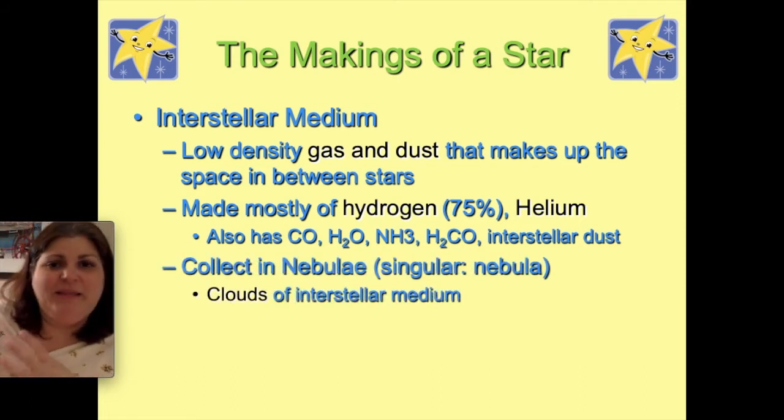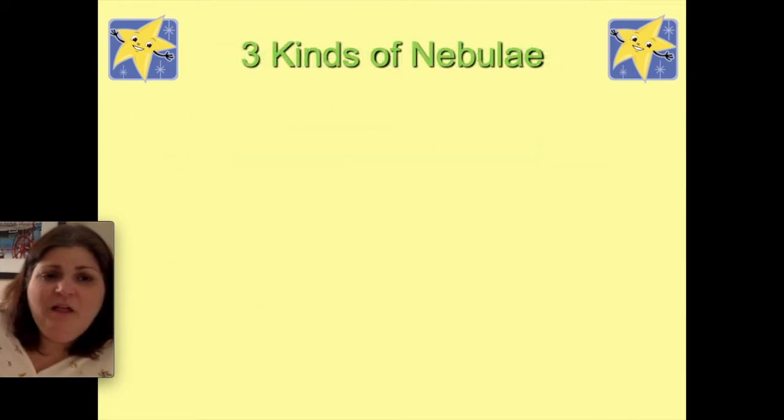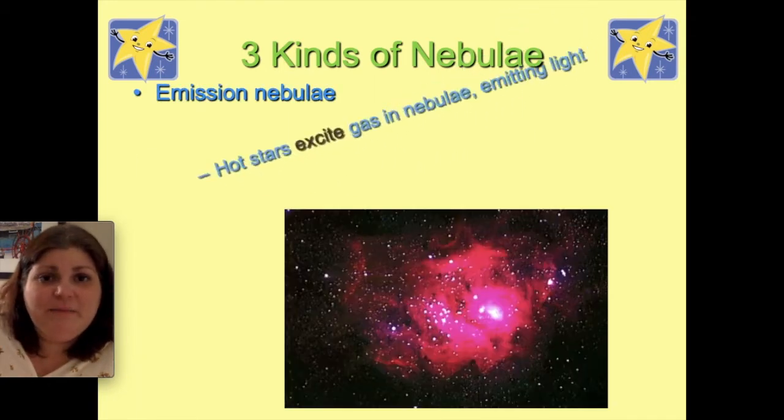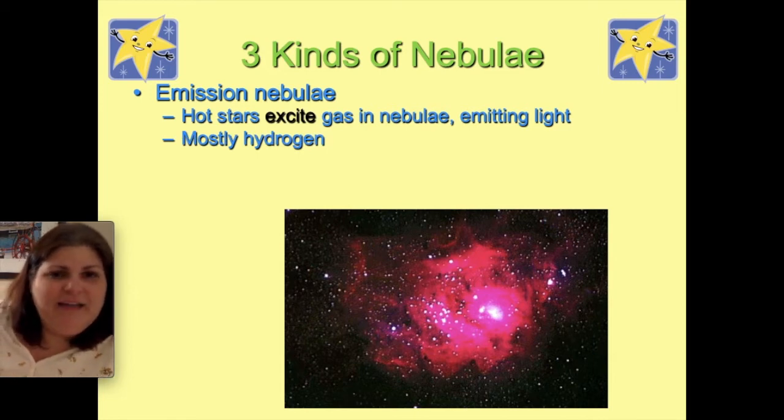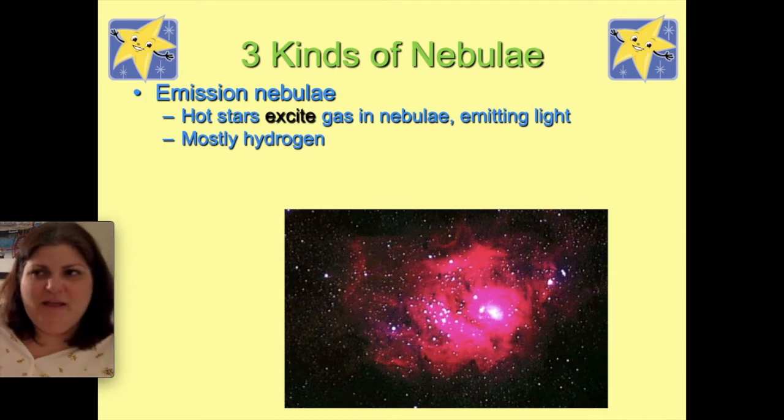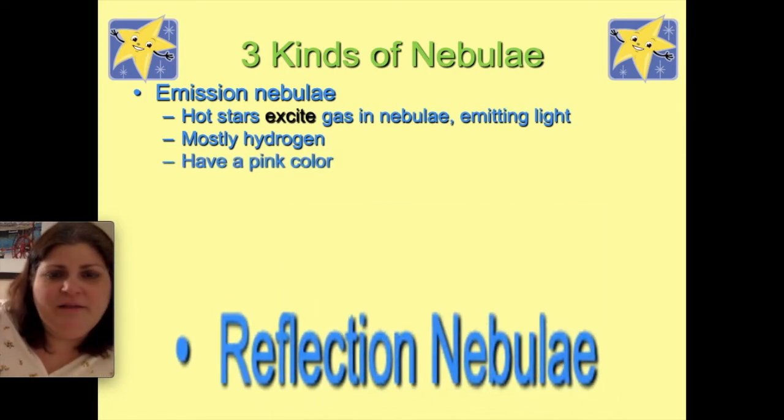that collects into nebulae, or nebula for singular, and a nebula is just a cloud of that. There are three kinds of nebula. I'm just going to go through this very, very quickly. I'm not going to ask you to know it. Our first kind is an emission nebula, and an emission nebula is giving off its own light. The hot stars inside of the emission nebula excite the gas, mostly hydrogen gas, and it's glowing, essentially.